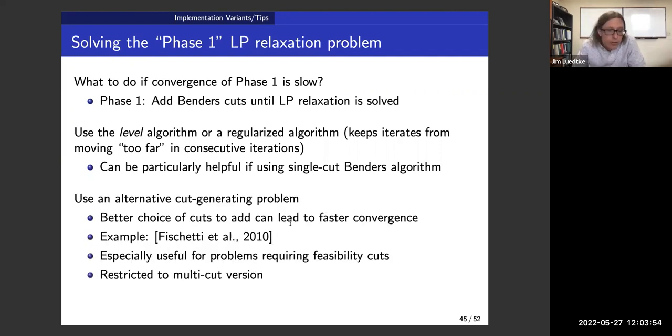You also can generate cuts in a different way. The way you generate Benders cuts is important. In particular, a better choice of cuts can lead to faster convergence. Somebody in the chat had mentioned the Pareto optimal cuts of Magnanti and Wong. Those certainly are one possibility that can help improve convergence of this process. I particularly like this paper of Fischetti et al. from 2010, which proposed a different subproblem. You just solve that linear program and then you get a Benders cut. It's especially useful for problems where you have feasibility cuts. I didn't talk about what that is, but it's an extension of this. It can often lead to faster convergence. But one limitation is that it's restricted to the multi-cut implementation.